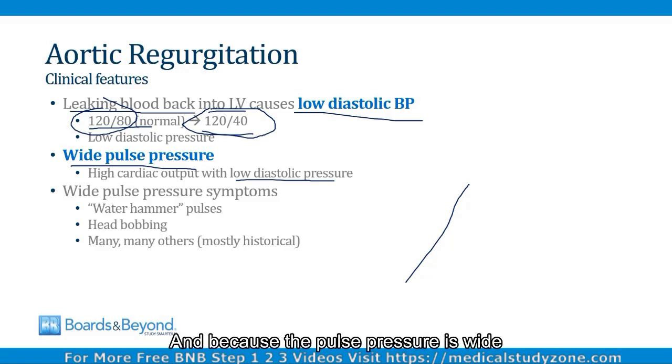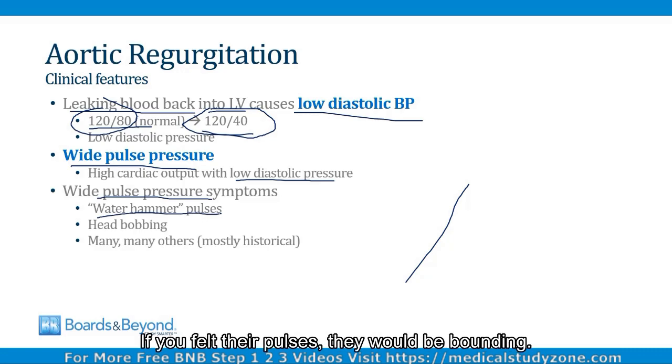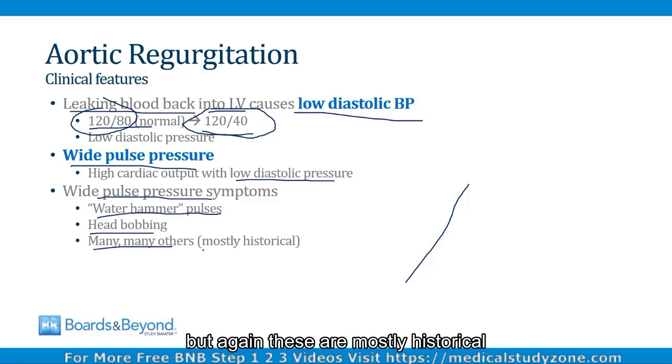And because the pulse pressure is wide, these patients can develop symptoms from this. This usually doesn't happen in the modern era. This is mostly historical, before we had treatments for aortic regurgitation. So years ago, before there were surgeries for this condition, patients would have what's known as water hammer pulses. If you felt their pulses, they would be bounding. Some patients' head would bob because of the pressure going up and down in their aorta. And there were many, many other symptoms, but again, these are mostly historical and not seen in the modern era.